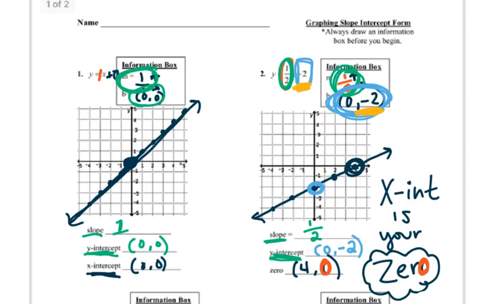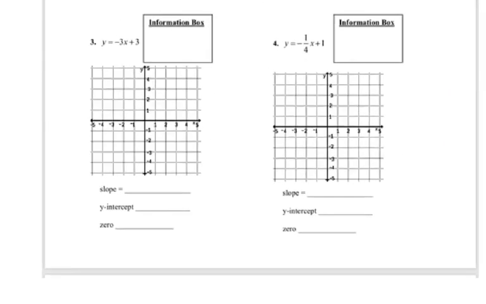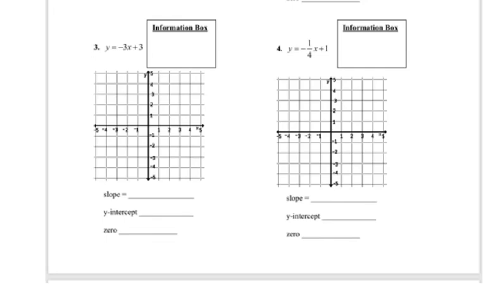Sometimes it wants you to write it as an ordered pair. Sometimes it just wants you to write it as the number 4. Both answers are correct. As long as you put 4, you know that your 0 is at the number 4. So let's try one more together, and then I want you to try the rest of this page on your own. So we'll do number 3.